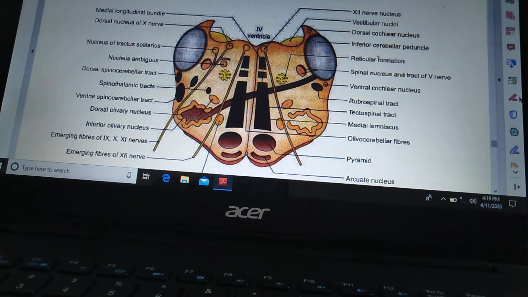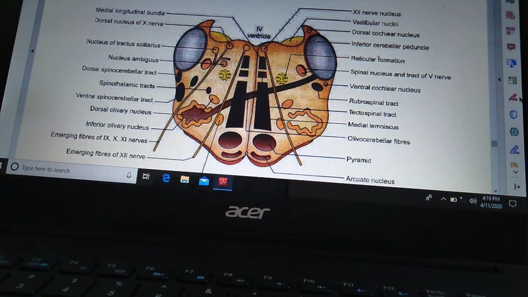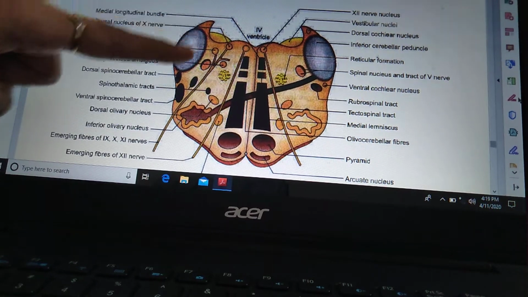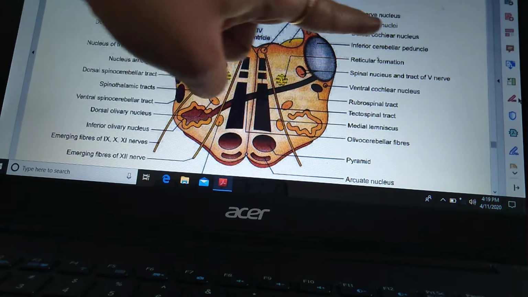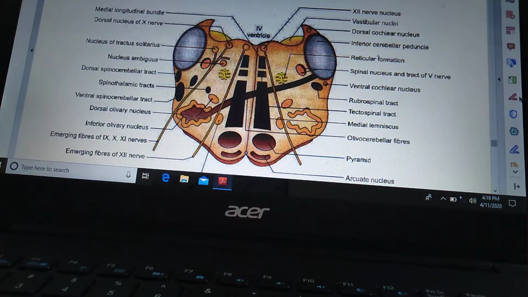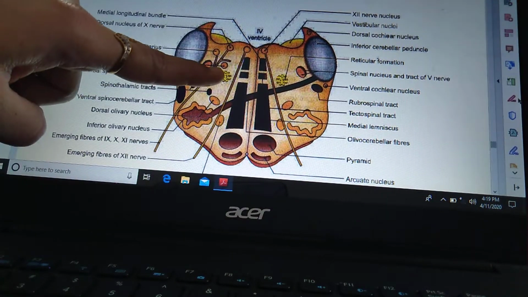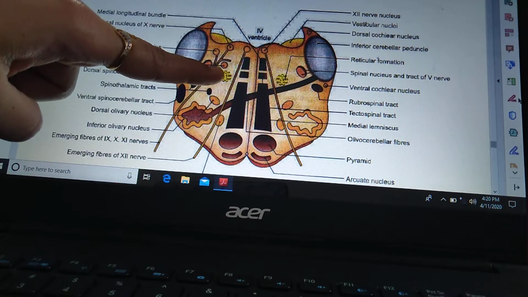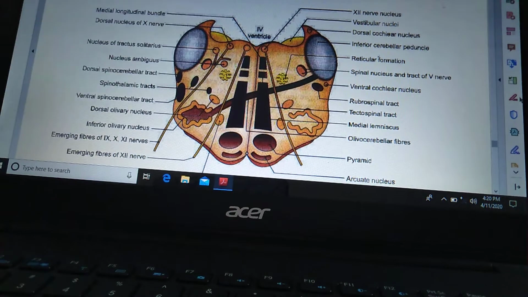Then inferior and medial vestibular nuclei, medial to the inferior cerebellar peduncle, right? This is the inferior cerebellar peduncle, and medial to that you will find the vestibular nuclei are present. Next, the nucleus ambiguus. This is a very important nucleus, nucleus ambiguus. It lies deep in the reticular formation of the medulla, and it is very important because it gives origin to the motor fibers of the 9th, 10th and the 11th cranial nerves.